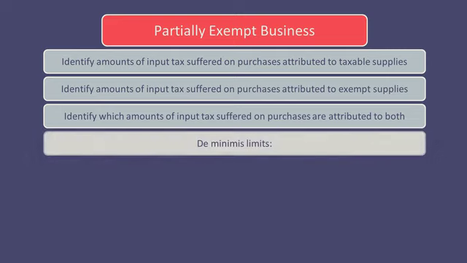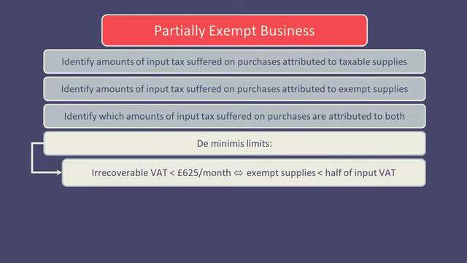The next step is to check the total amount of irrecoverable VAT against de minimis limits to see whether it really cannot be recovered at all. There are 3 de minimis tests to check, and if any one of them applies, then all of the input tax suffered in that period can be recovered. If the total amount of irrecoverable input VAT is no more than £625 per calendar month and no more than half of the total amount of input VAT, then all of the input VAT suffered will be recoverable, even the amounts associated with exempt supplies.